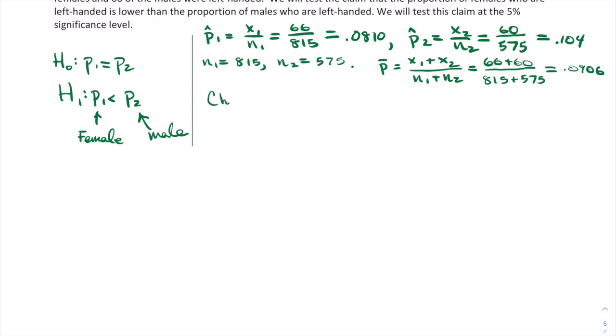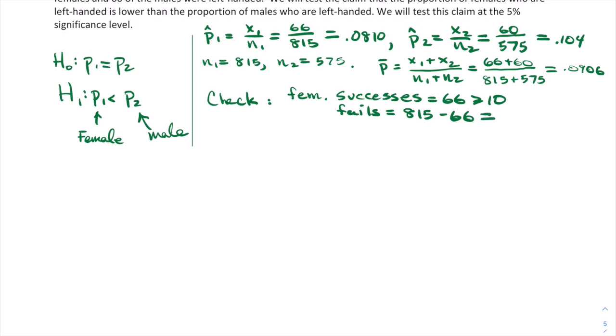So let's check. We have to do successes and fails for both males and females. So for the females, successes was 66, which is big enough, greater than or equal to 10. And then the fails, out of 815, subtract the successes, and that's 749 fails for the females. Those are the right-handed, or not left-handed anyway, so that's greater than or equal to 10. We're good.